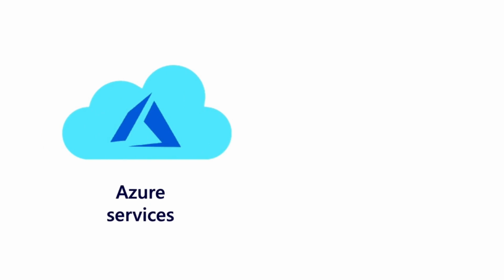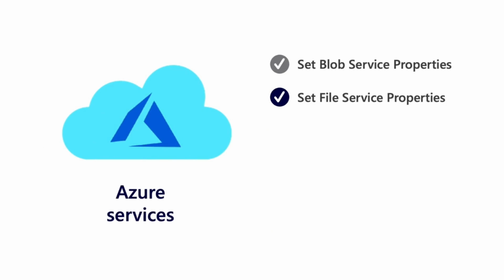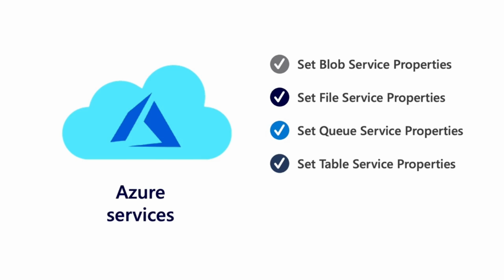You can set CORS rules individually for each of the Azure storage services by calling set blob service properties, set file service properties, set queue service properties, and set table service properties. Once you set the CORS rules for the service, then a properly authorized request made against the service from a different domain will be evaluated to determine whether it is allowed according to the rules you have specified.